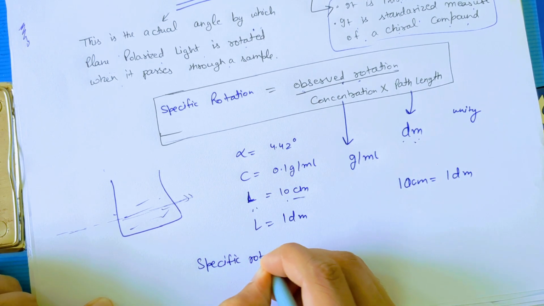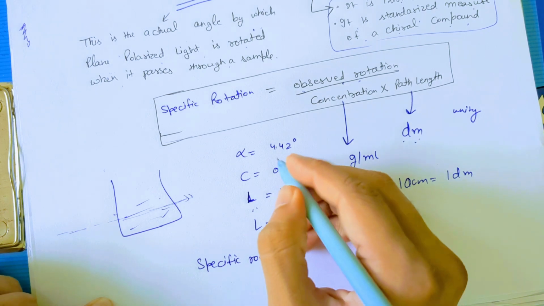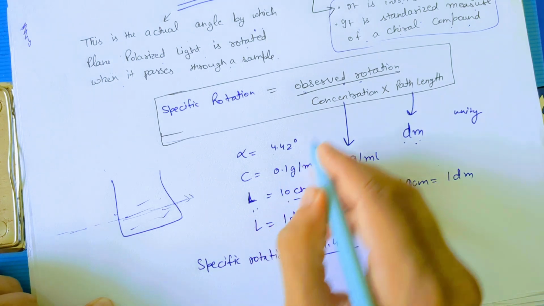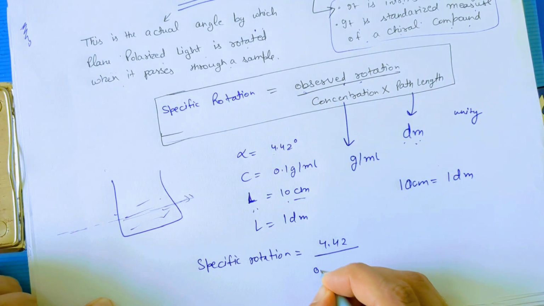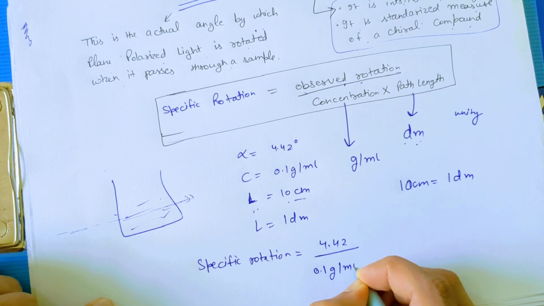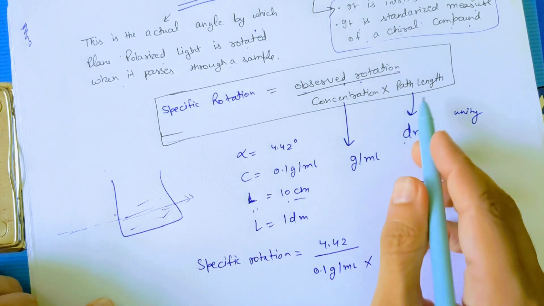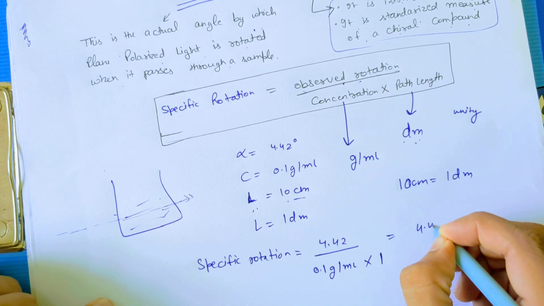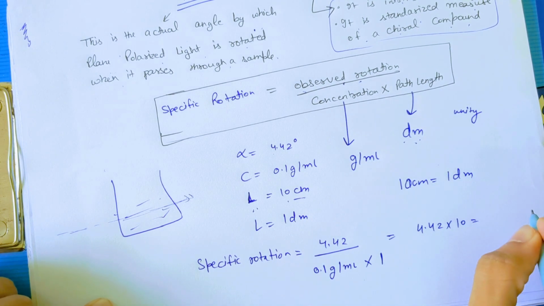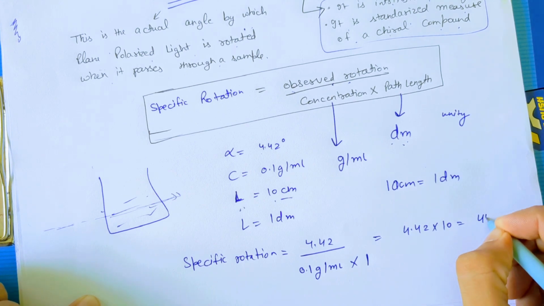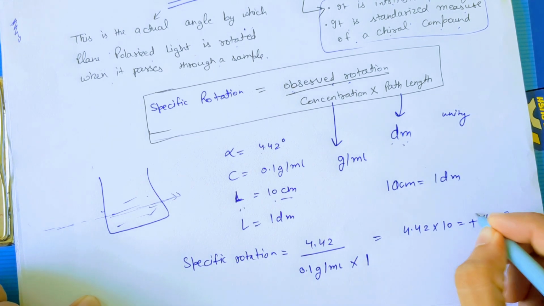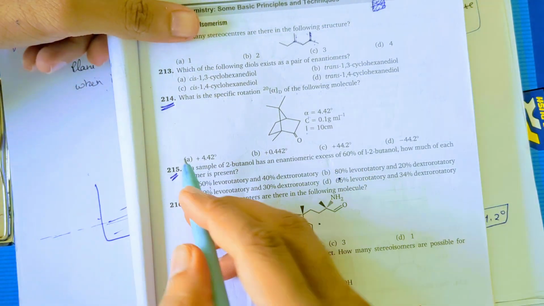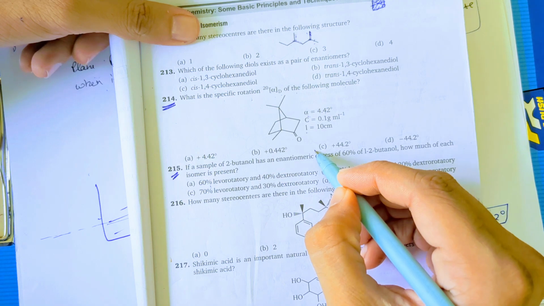Specific rotation is equal to the observed rotation 4.42 degree divided by concentration, that is 0.1 gram per ml, into length. Path length is in decimeter, that will be 1. So 4.42 multiplied by 10 will be 44.2 degree plus. Okay, so the answer to this question is option C.